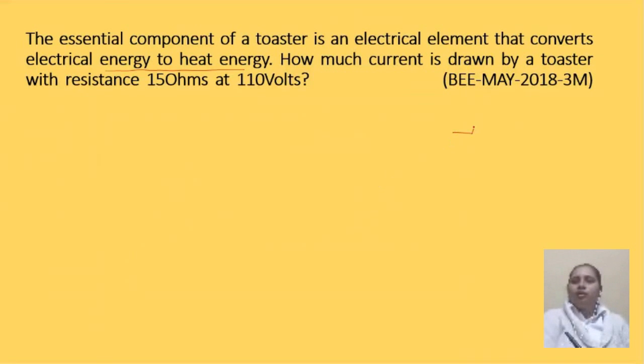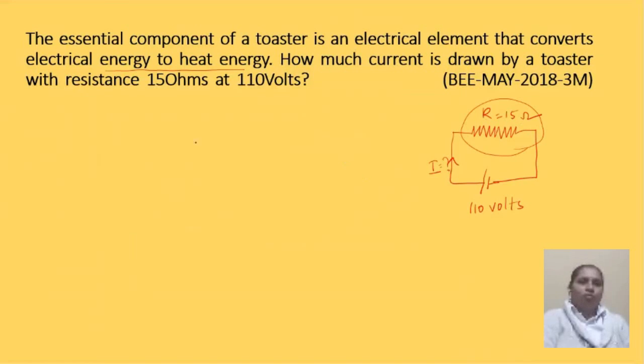So we have to draw a circuit so that we can label all the given information. This is a voltage source of 110 volts, and this is a resistor whose value is 15 ohms. He's asking how much current is being drawn by the toaster whose value is 15 ohms.